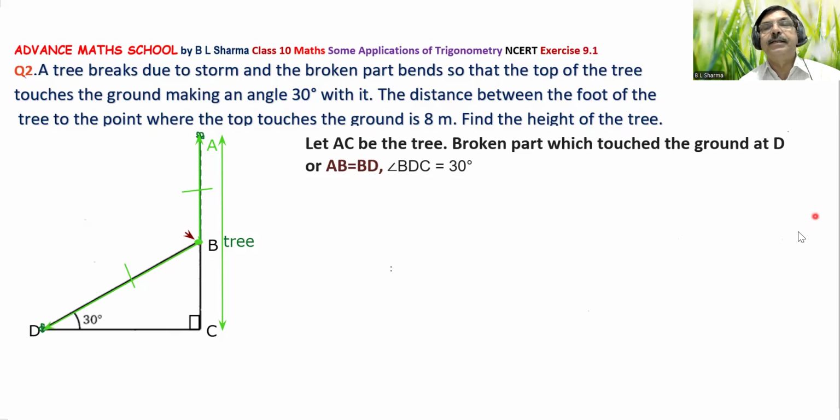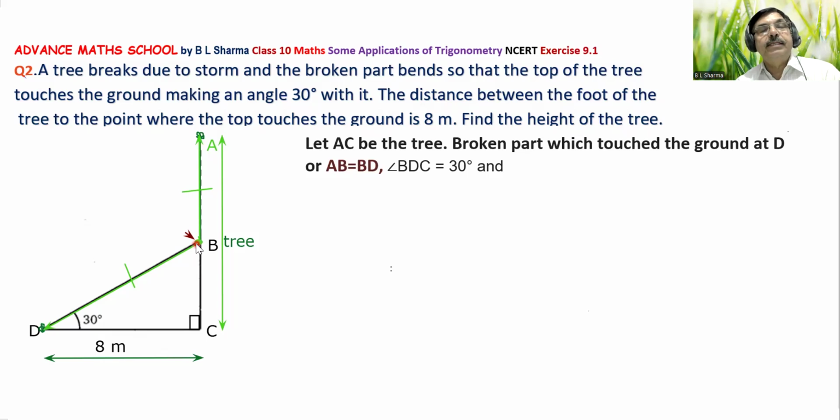BDC is 30 degrees. It is given. And DC is equal to 8 meters. Now we have to find out the total height of the tree. And the total height of the tree, you will see here, is AC.